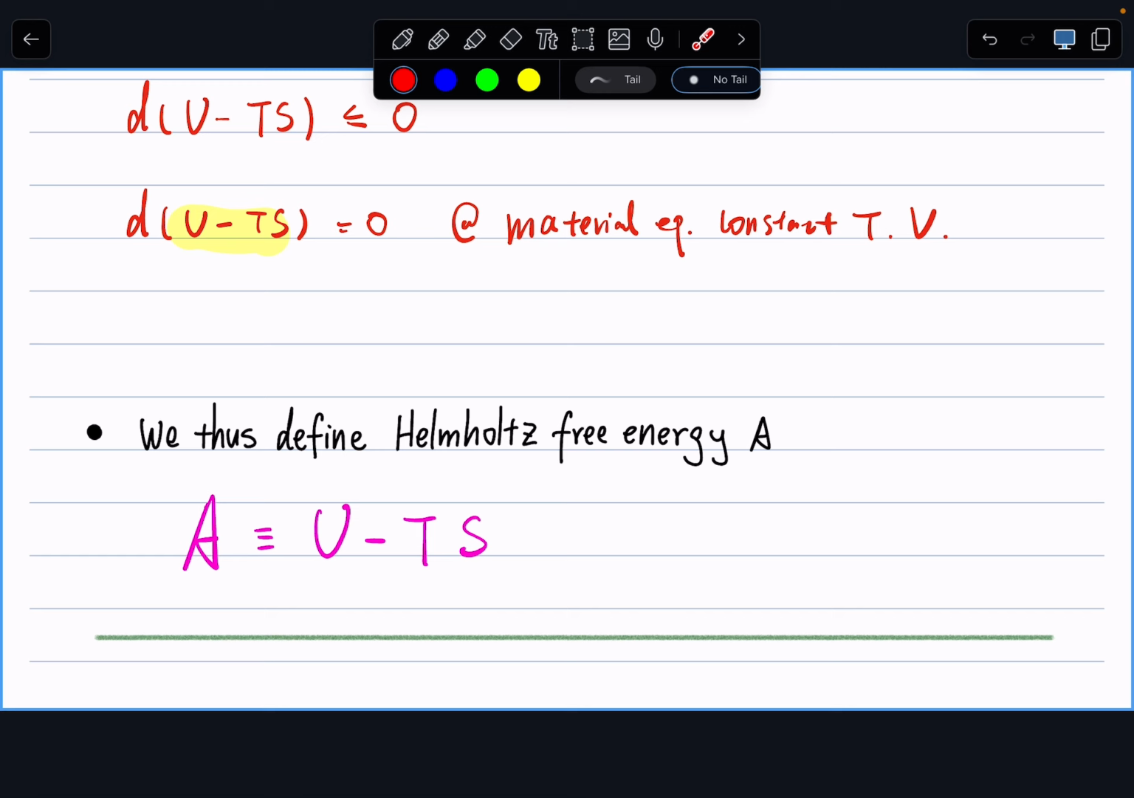Or the other way to put it is we can write the same kind of figure, right? You can have A with respect to time. So at material equilibrium, for constant TV processes, we know dA equals 0. And I know my dA is smaller than 0 prior to equilibrium. So what does that curve look like? It's going to be a downhill curve. So it's something like this.